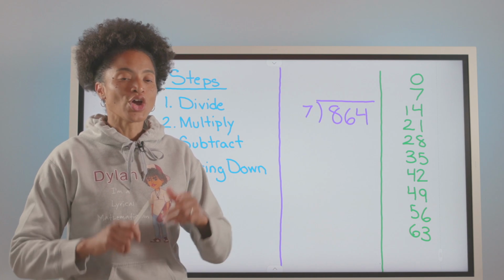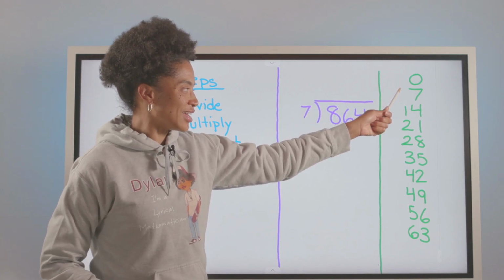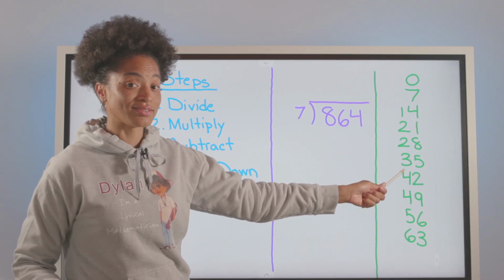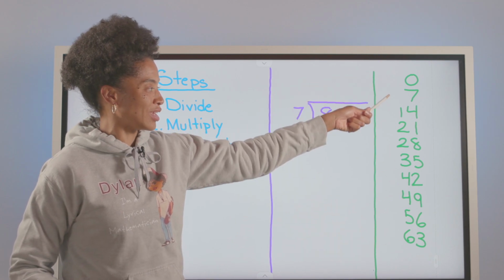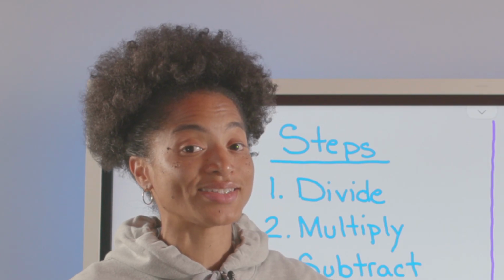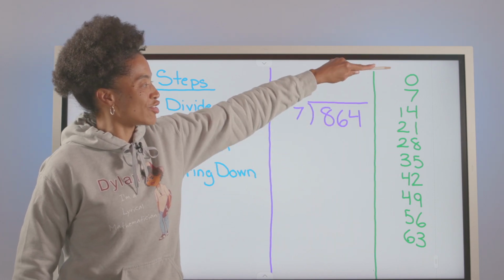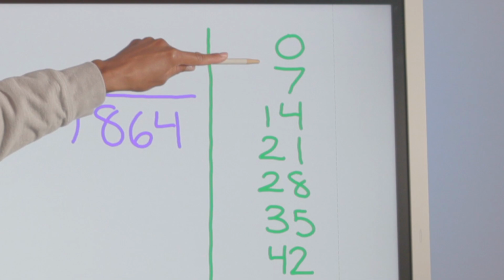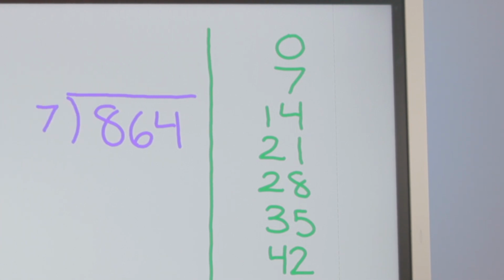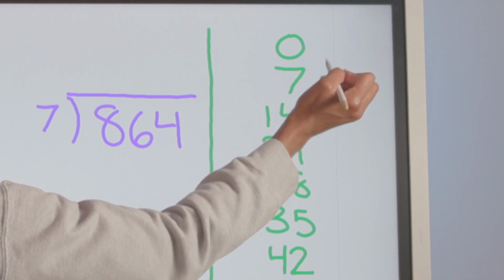What does that mean? Go down your list and do not pass 8. Where would 8 fall here? Make sure you do not pass 8 in this list of numbers, all right? So I'm starting at 0, go down, do not pass 8, boom. I will start right here. What does that tell me?